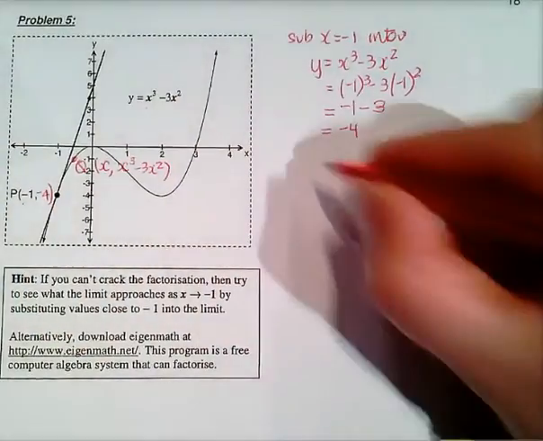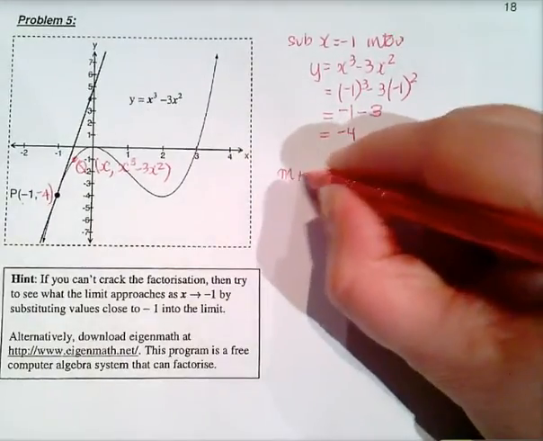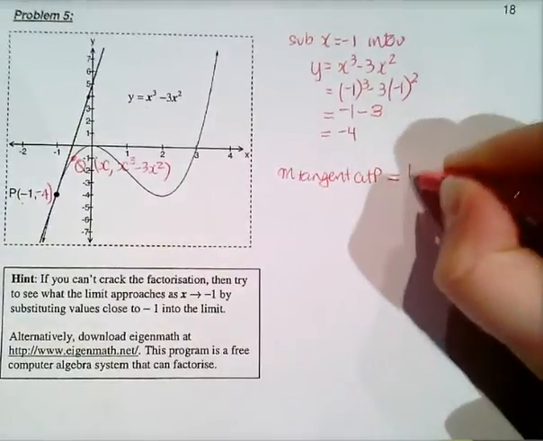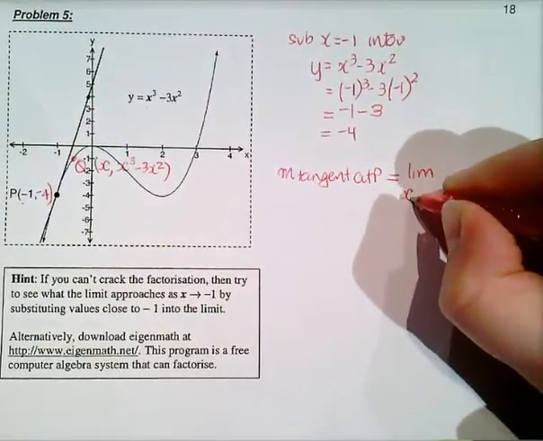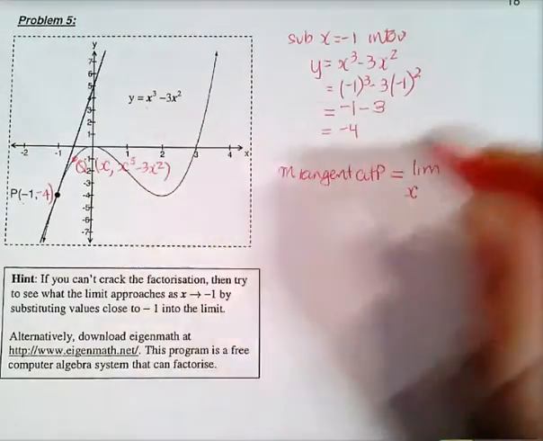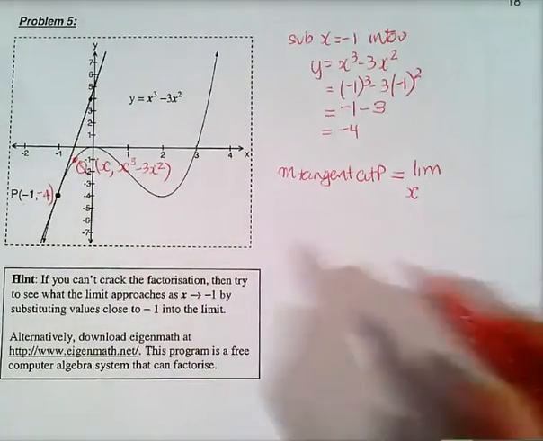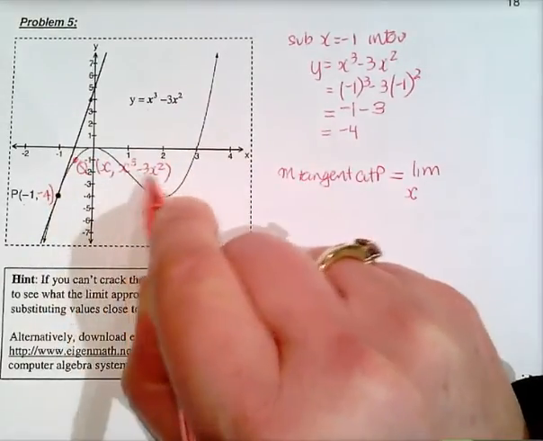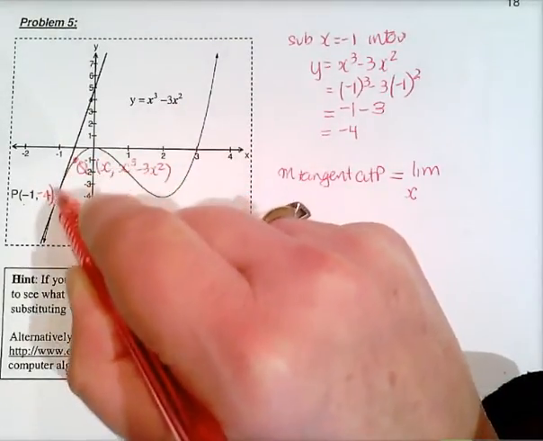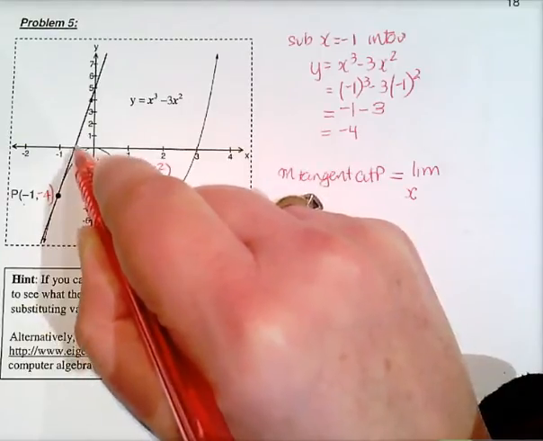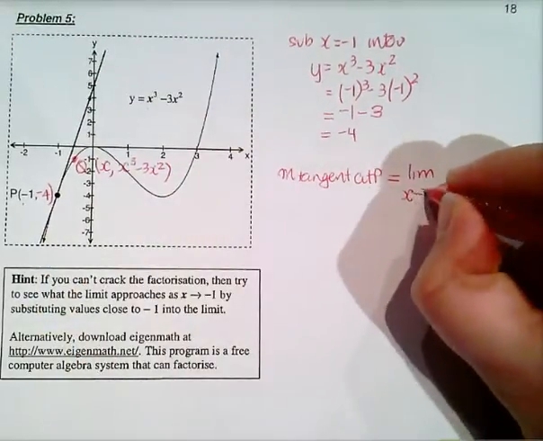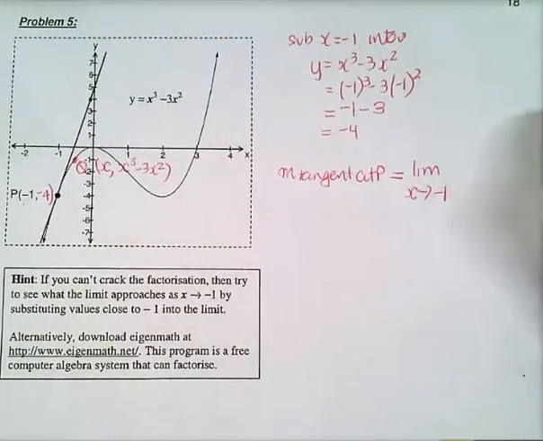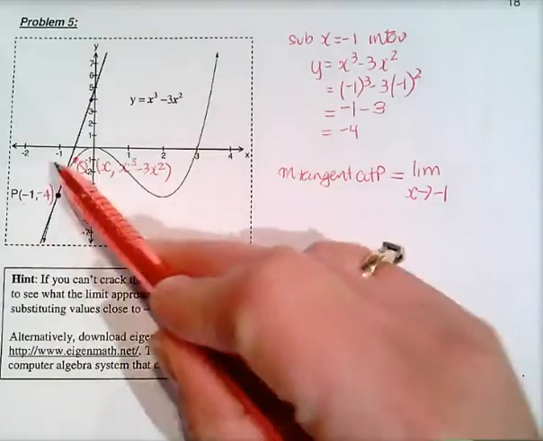And just doing what we did last lesson, therefore the gradient of the tangent at P will be the limit as x, see Q here has coordinates x, x cubed minus 3x squared, so as this x value gets closer and closer to -1, the gradient of the tangent at P is the limit as x approaches -1, and then we do the gradient of PQ.